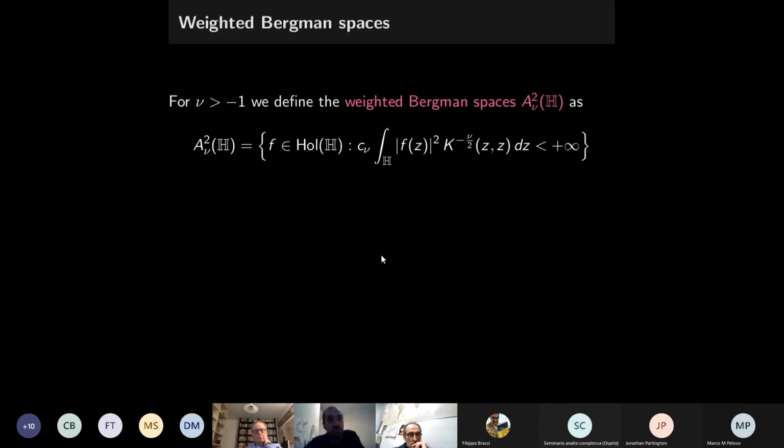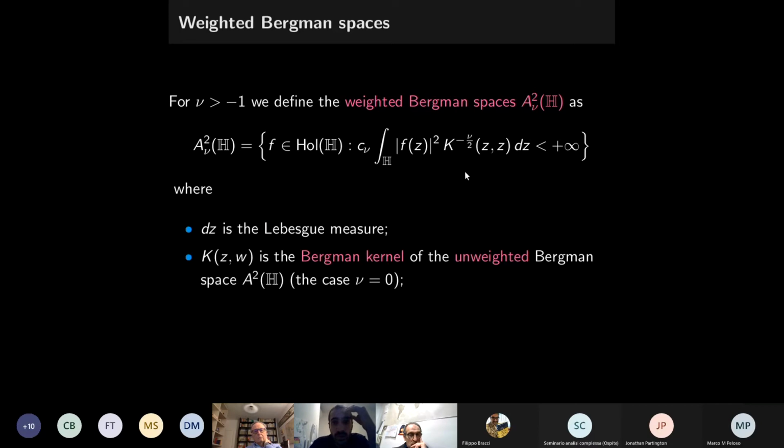So what about weighted Bergman spaces? We have the parameter nu greater than -1, and we define weighted Bergman spaces as follows. We just consider the holomorphic functions on the triangle that are square integrable with respect to this weighted measure. So dz is the Lebesgue measure, and here we have a power of this kernel, which is just the Bergman kernel of the unweighted Bergman space A2, so the case of nu equals 0.